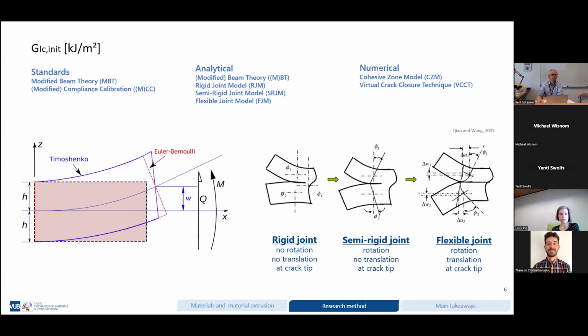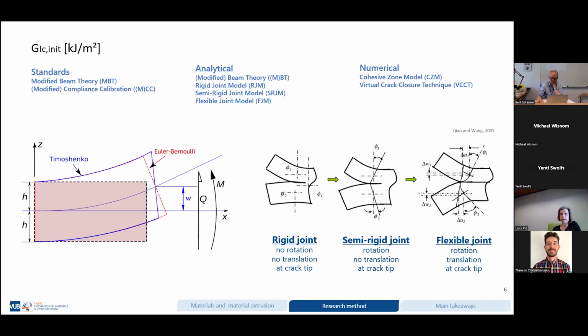The standards recommend the beam theory and the compliance calibration methods to calculate the fracture toughness. In the modified beam theory, Euler-Bernoulli theory is assumed, where you say that the section stays flat and perpendicular to the longitudinal axis of the beam during bending. This, of course, is less accurate for short beams and thin beams, or beams subjected to high shear forces. Now, the beam theory uses correction factors based on the experiment, meaning that they are calculated from the relation between the experimental compliance and the measured crack length.